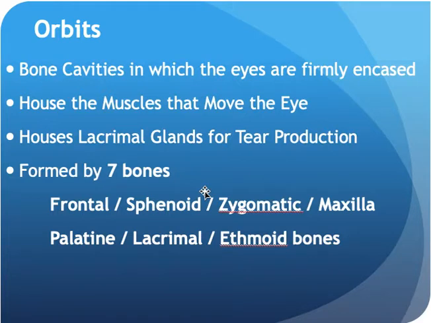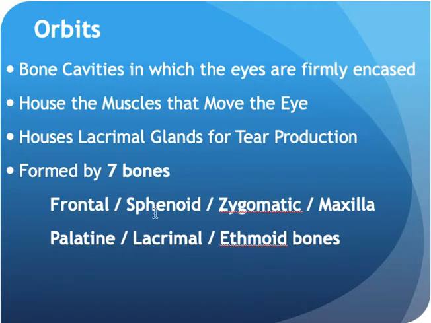Now we get to the orbits. These are the bone cavities in which the eyes are firmly encased. They're going to house the muscles that move the eye. They're also going to house the lacrimal glands that make our tears for us. They're going to be formed by 7 bones, okay? So frontal, sphenoid, zygomatic, maxilla, palatine, lacrimal, and our ethmoid bone.